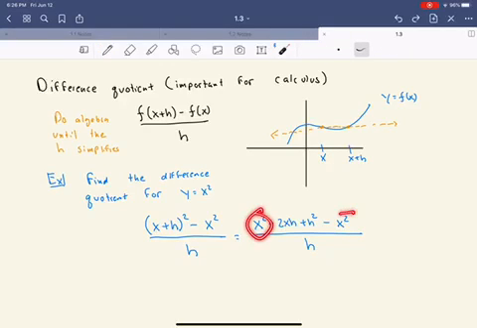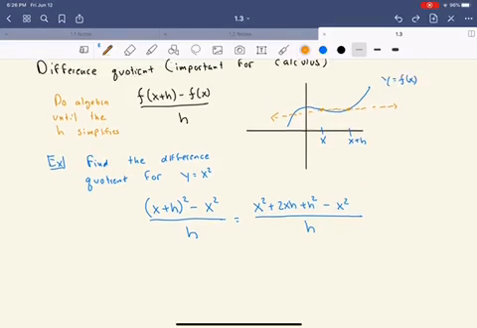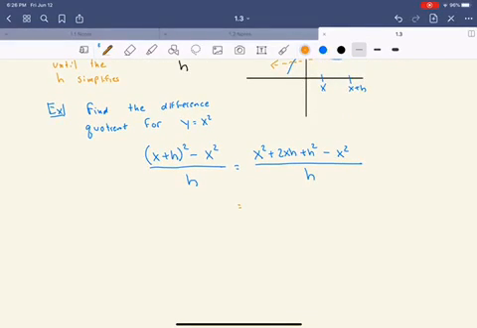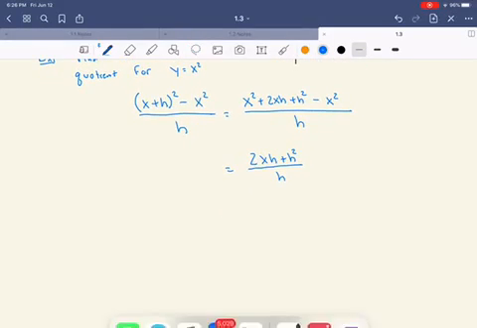This x squared and this x squared cancel. So we're going to get 2xh plus h squared over h. And this is one place where we do allow ourselves to do the simplification. So we're going to factor out an h in the numerator and get 2x plus h over h.